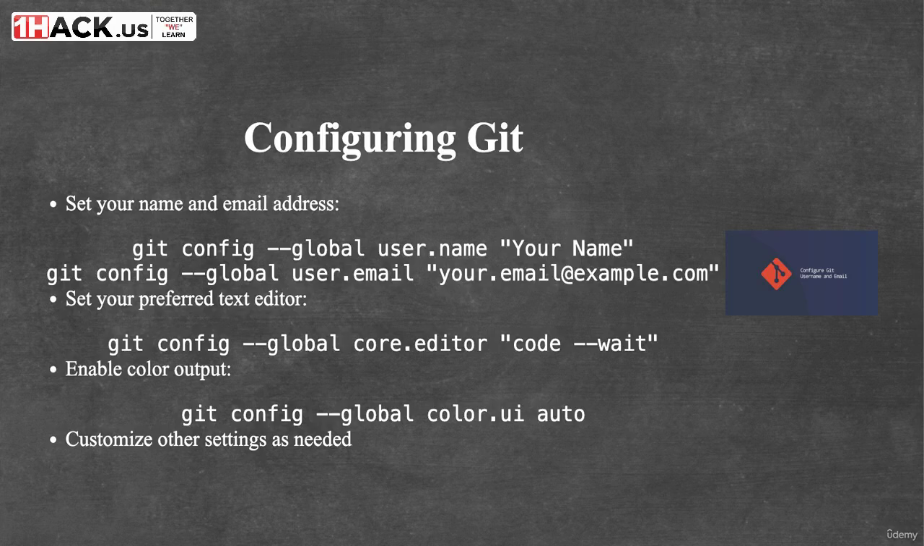Next, you may want to set your preferred text editor for Git operations. For example, if you're using Visual Studio Code, you can set it as your default editor with the following command: git config --global core.editor "code --wait". Another useful configuration is to enable color output, which can make the Git command line interface more readable and intuitive. You can do this with the following command: git config --global color.ui auto.